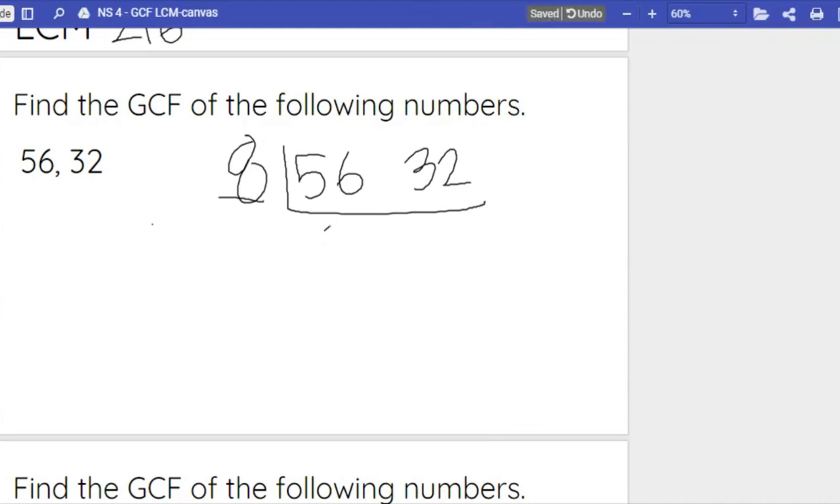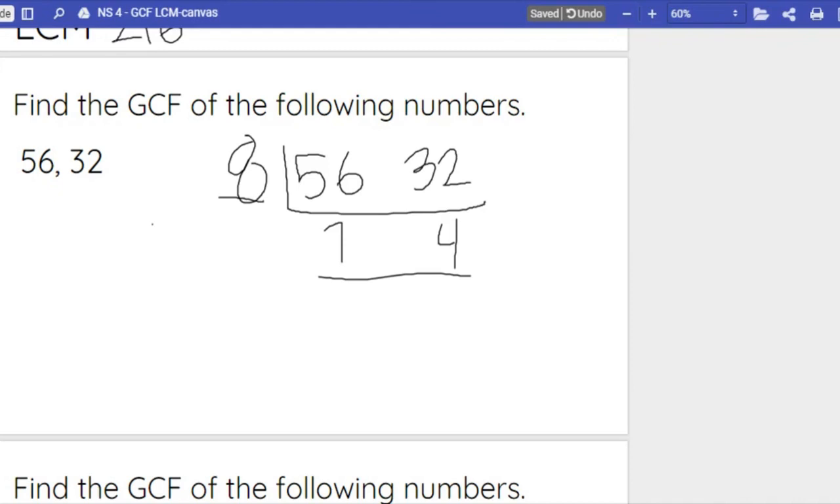56 divided by 8 is 7. 32 divided by 8 is 4. I'm looking at that 7 and 4 for a common factor. And there's nothing I can divide both of those by except for 1. So that tells me that my process is done.